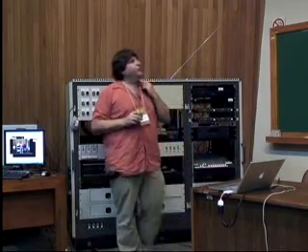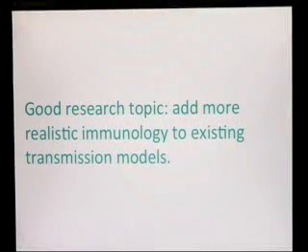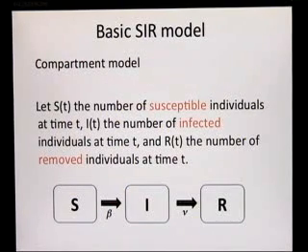So a very good research topic is to add more realistic immunology to existing transmission models. Because what I'm going to talk about, and even extensions of that, except for HIV models, have the most trivial immunology. The most trivial immunology. Let me skip that. Okay, so let's start talking about the basic SIR model.